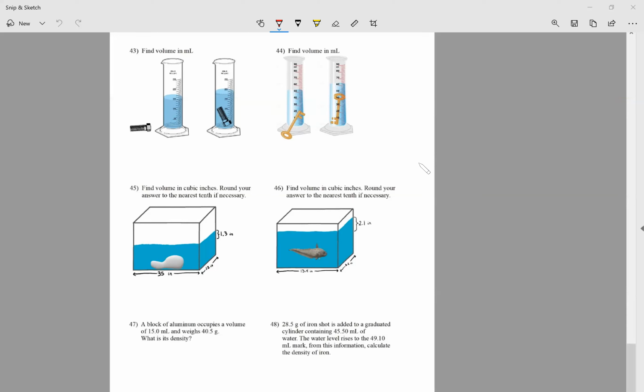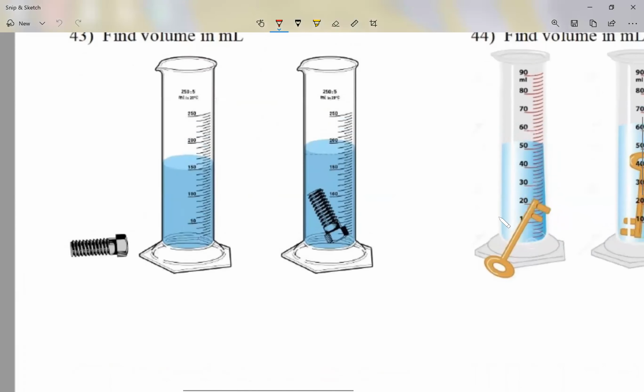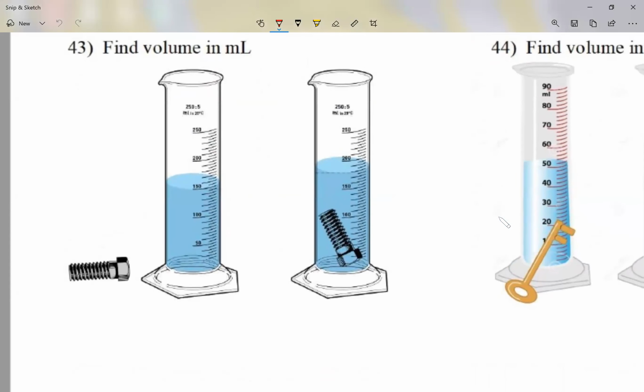However, there are shapes that are not that nice to measure. Imagine a little screw, or imagine a key. I'm going to do number 44. Imagine a key. The way we're going to be able to find the volume, scientists decided that they're going to measure using water.